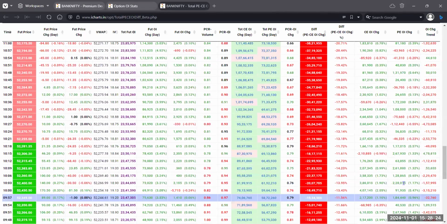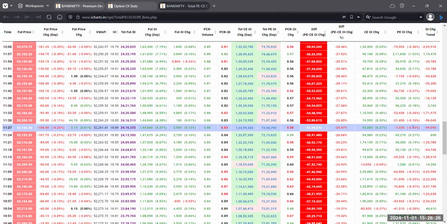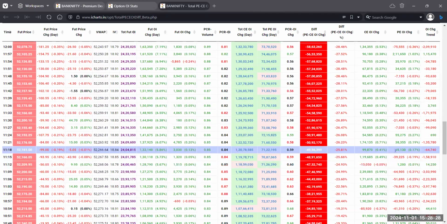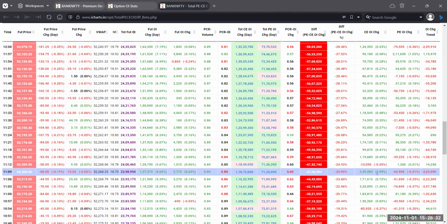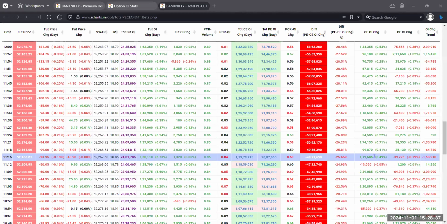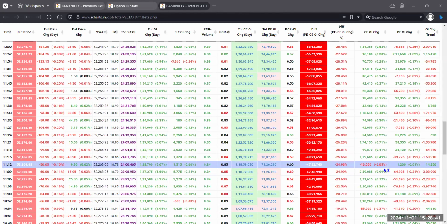And when you see unwinding on the put side, it is generally bearish, and a large unwinding on the call side is bullish. But price has to confirm. This is only sentiment. Anything related to open interest is just sentiment.